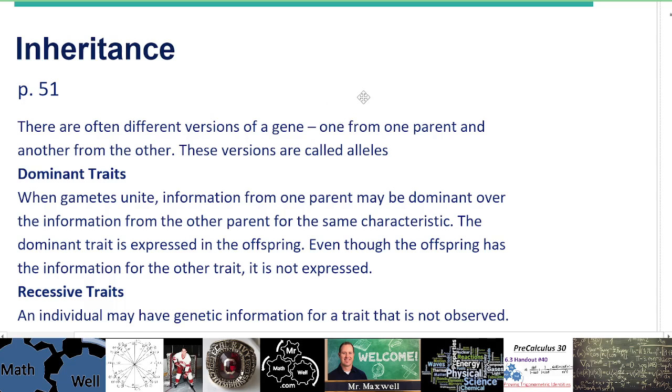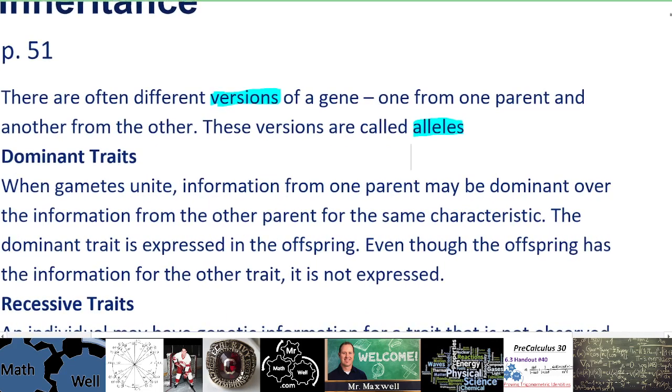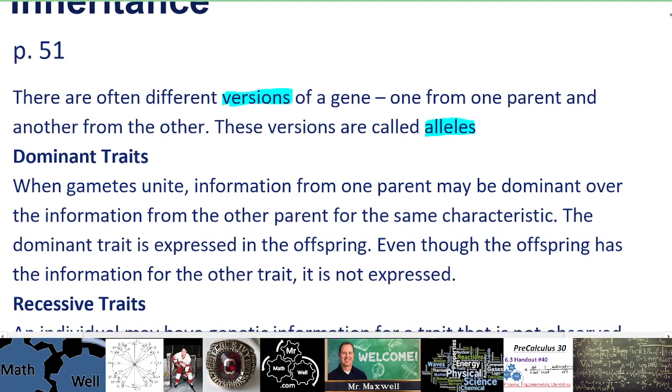So there are often different versions of a gene. So versions is your blank there in your notes. Different versions of a gene, one from one parent and another from the other. These versions of genes are called alleles. Alleles, okay? A-L-L-E-L-E-S. So dominant traits. We're going to talk about dominant traits and recessive traits.